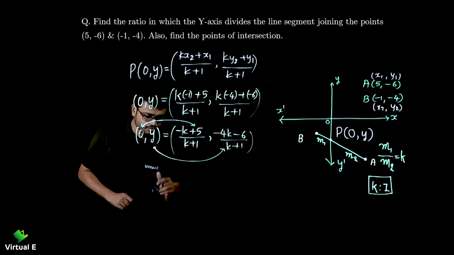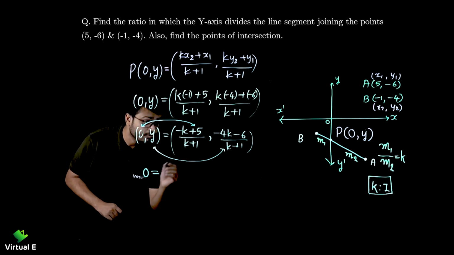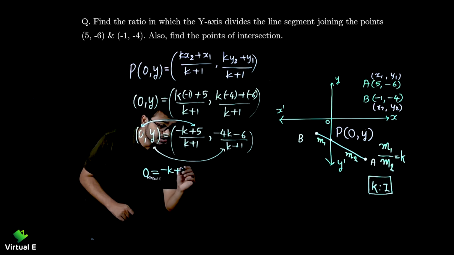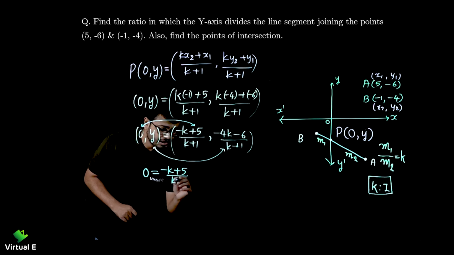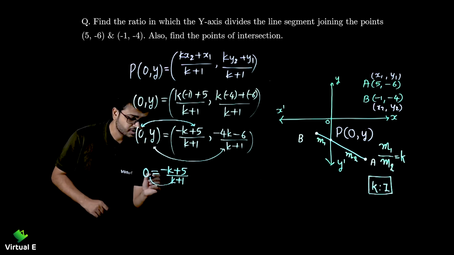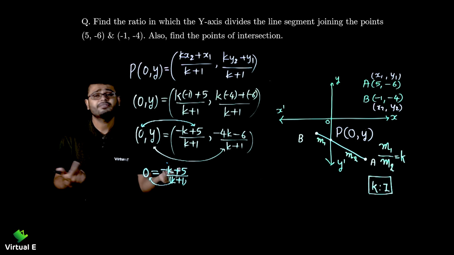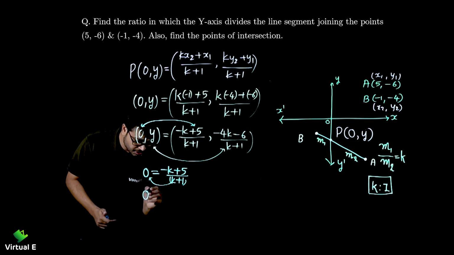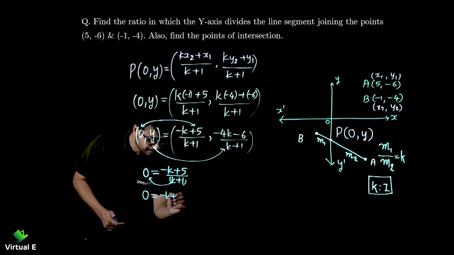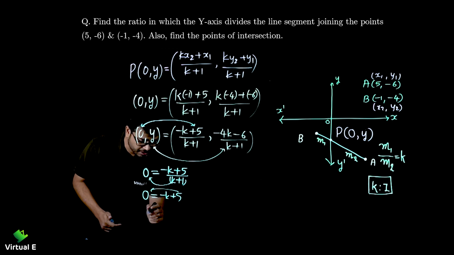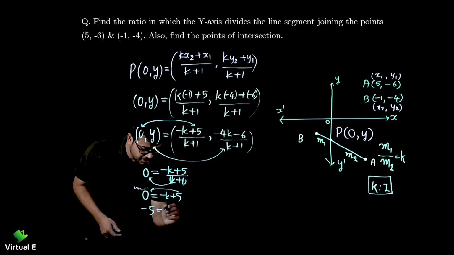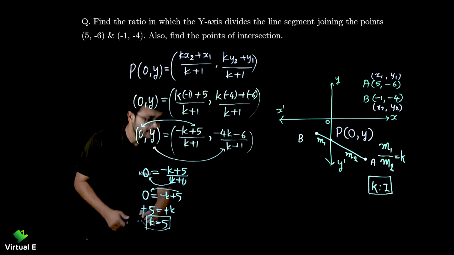So let's start with the X coordinate. So 0 is equal to minus K plus 5 divided by K plus 1. Now this K plus 1 whole will be multiplied with 0. So I can write here, anything multiplied with 0 will be directly 0. So 0 is equal to minus K plus 5. Let's shift over here, or K you can also shift. So minus 5 is equal to minus K. Minus minus will be plus. So what is the value of K? Which is 5. Simple. Done.